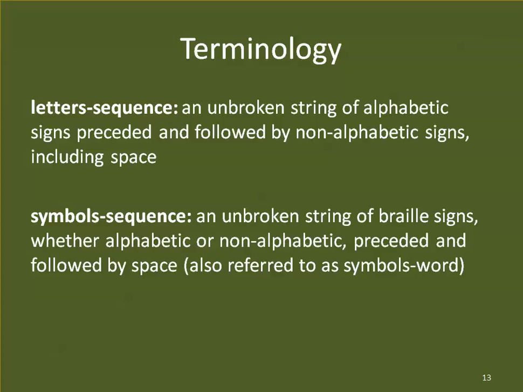A letter sequence is a series of letters. And there might be something else on either side of it. There might be spaces, there might be numbers, there might be punctuation marks, but letter sequence means only letters. A symbol sequence is everything. Anything that's between two spaces, basically, is a symbol sequence. So it might be letters, it might be symbols, it might be punctuation marks, anything that has cells right next to each other until you hit a space.